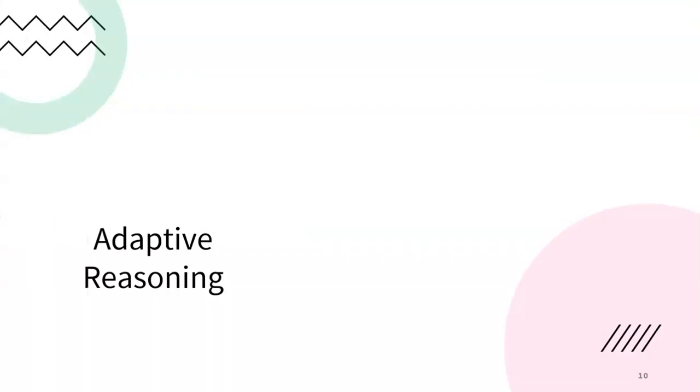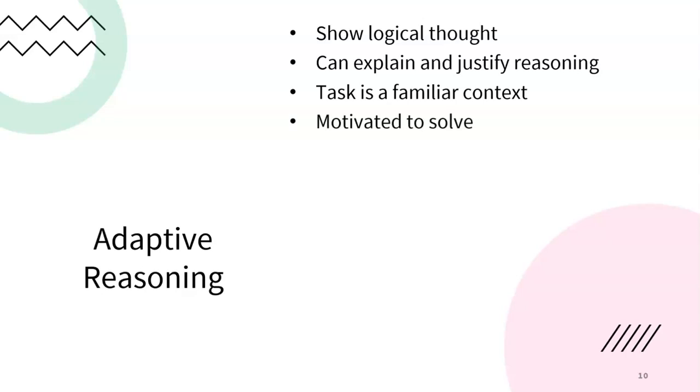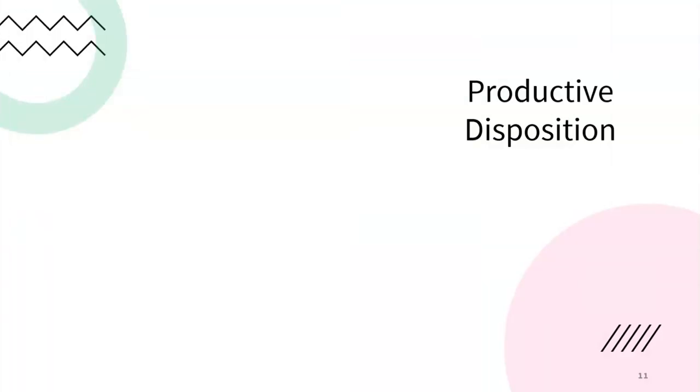Next is adaptive reasoning, and this shows that students can show their logical thought. They can explain and justify their reasoning. They know the task because it is in a familiar context, so they are motivated to solve. They also have a sufficient base of knowledge and understanding, and they know when to abandon a strategy because it doesn't work or it does not make sense.